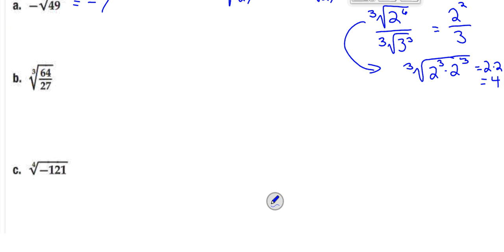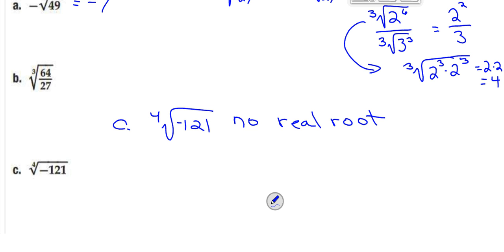So letter C is the fourth root of negative 121. What is it? No. It's not possible, and it's the fourth root, so 11 squared is 121. But it is not a real root. No real root. You just are writing that there's no real root.